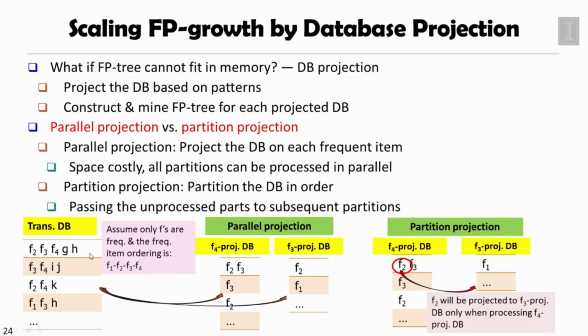Partition projection, the general philosophy is for each string, you only put it into one place. For example, this one contains F4, you only put F2, F3, but you don't put this F2 into F3's projected database. When you finish mining this F4, when you do this projection, then you think this one is related to F3, you will put this one into F3. Okay, so that's just different choices, for partition or parallel projection. It's just different ways of implementing it.